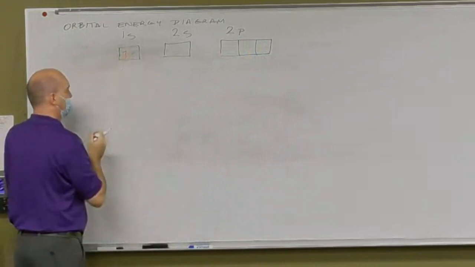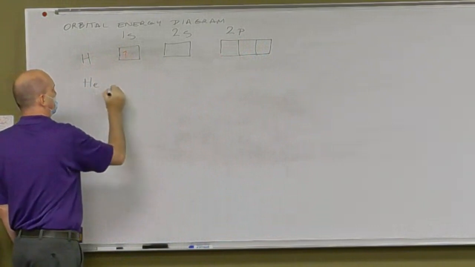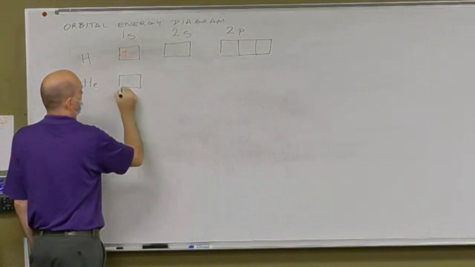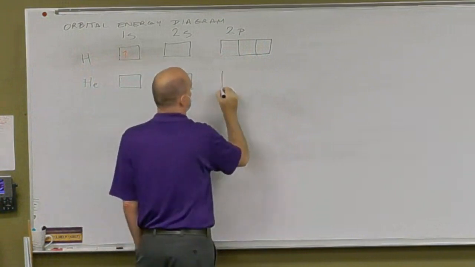Hydrogen's simple. It's just one electron. Helium has to obey two rules.